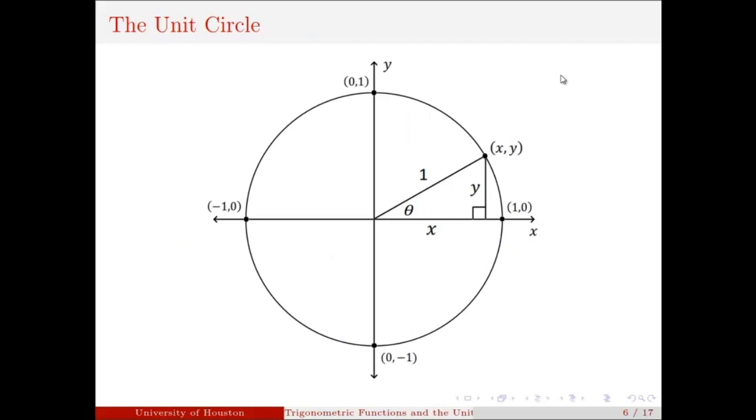If we introduce the following coordinate system, then this vertex of the triangle lies on the circle of radius 1 centered at the origin. This circle is called the unit circle. From this point of view, the trigonometric ratios for a given angle theta can be determined from the coordinates of the point on the unit circle corresponding to theta. For example, tangent of this angle theta is y over x, where x and y are the coordinates of this point on the unit circle.